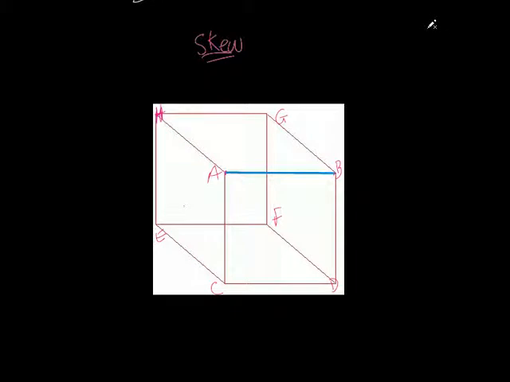What else, Alex? EC. Yeah, EC would be another one. Good. EC and AB would be skew lines, wouldn't they? You see any others? FD. Yeah, FD would be skew to AB as well. Make sense? All right. So that's the difference between skew and parallel. We're really going to concentrate on parallel, not too much on the skew lines. So let's just talk about parallel now.